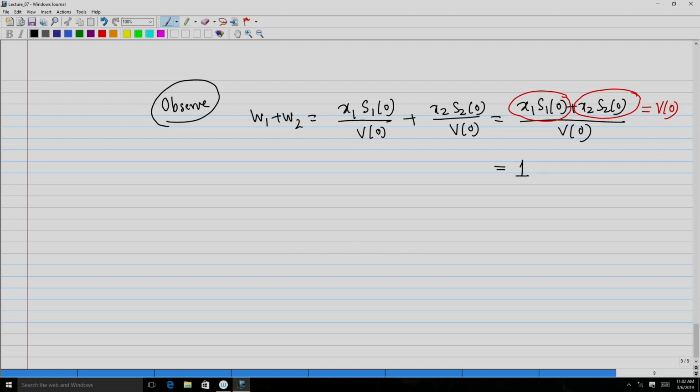So, one of the key properties of weights of assets in the portfolio is that the sum of the weights is always going to be equal to 1. So, this is the first observation.